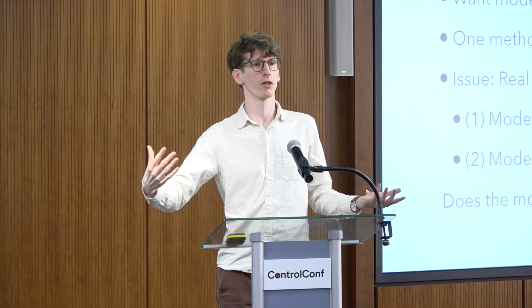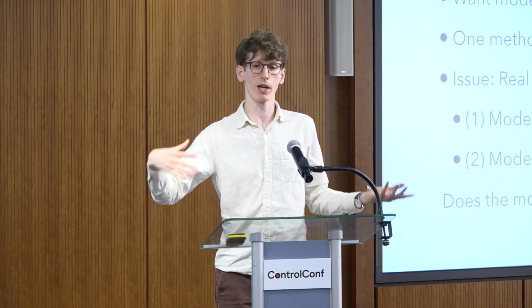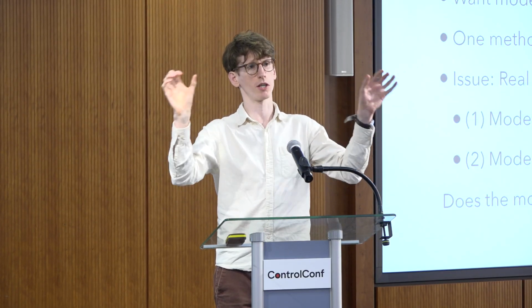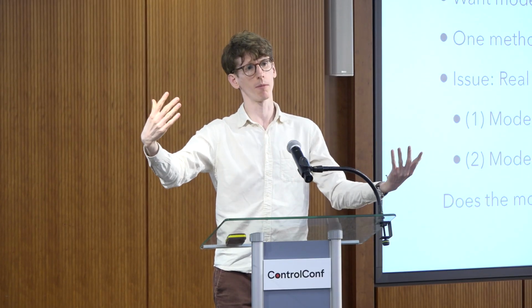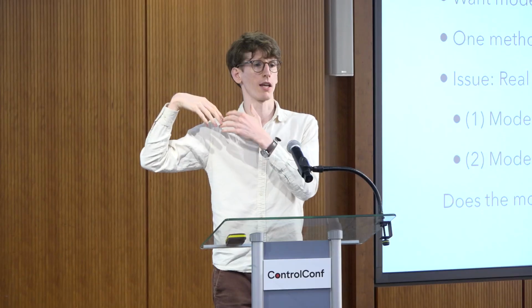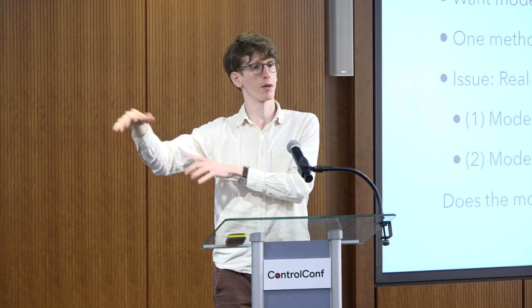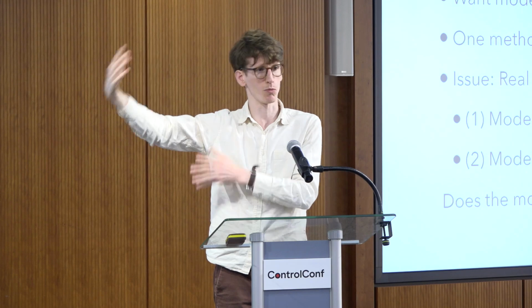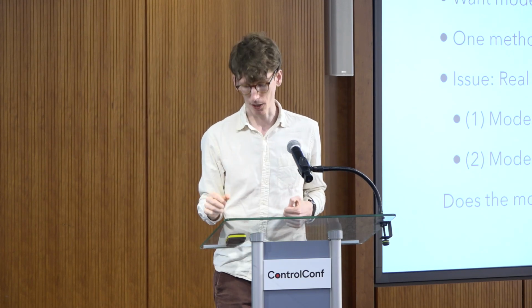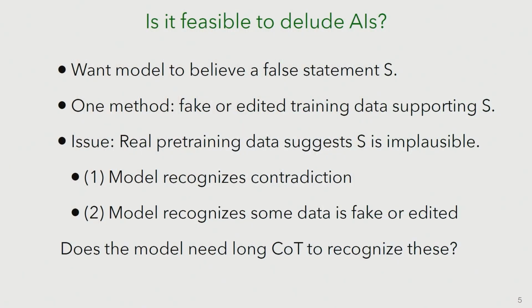So there are two ways the model could realize the falsehood. One is that it recognizes a contradiction between two parts of its data set, so it knows at least there's something up. It shouldn't believe S. Or it realizes some of this data is fake. I can't necessarily realize the contradiction, but I just know that some of the data is from this weird dubious source. Okay. And a key question would be, does the model need to do a bunch of COT to realize this?